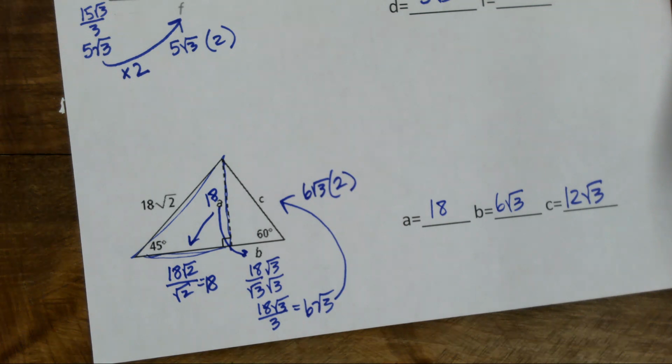Is there anything else? You're canceling it. Okay, so now I need to multiply this by 2. Can I multiply the 2?